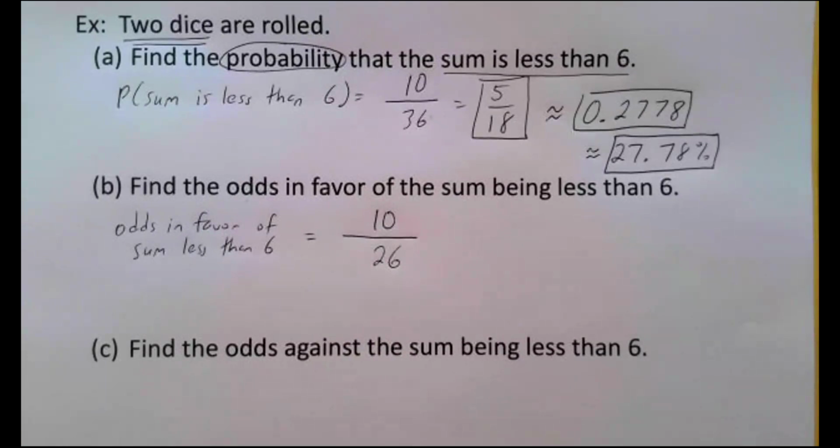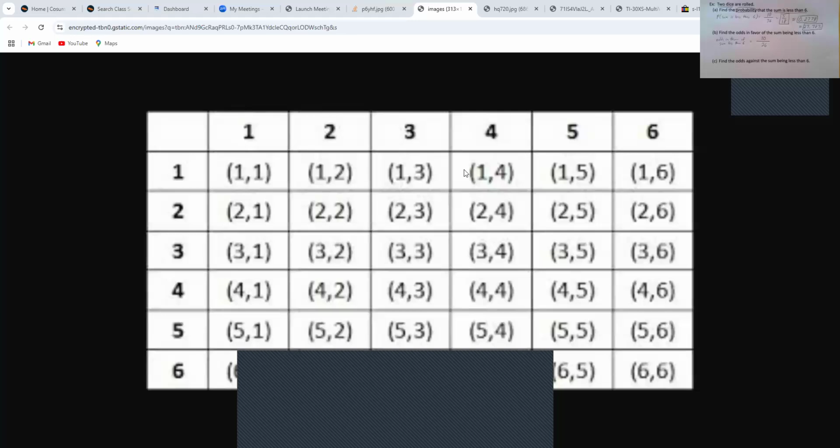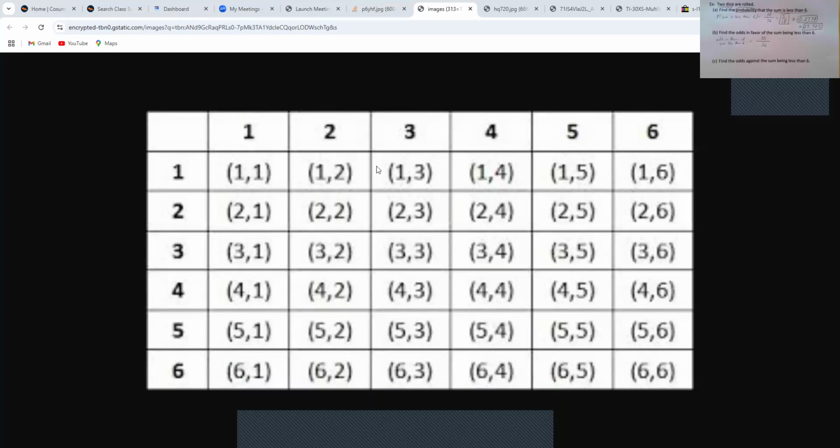Let me say that again. Remember, we pointed out these 10 up here, showing you those 10 with my arrow. I think you can see that. There's 10 of them on the upper left that do add up to something less than 6, but that means all the rest of them, down and to the right, are not adding up to less than 6, and there should be 26 of them left, right?